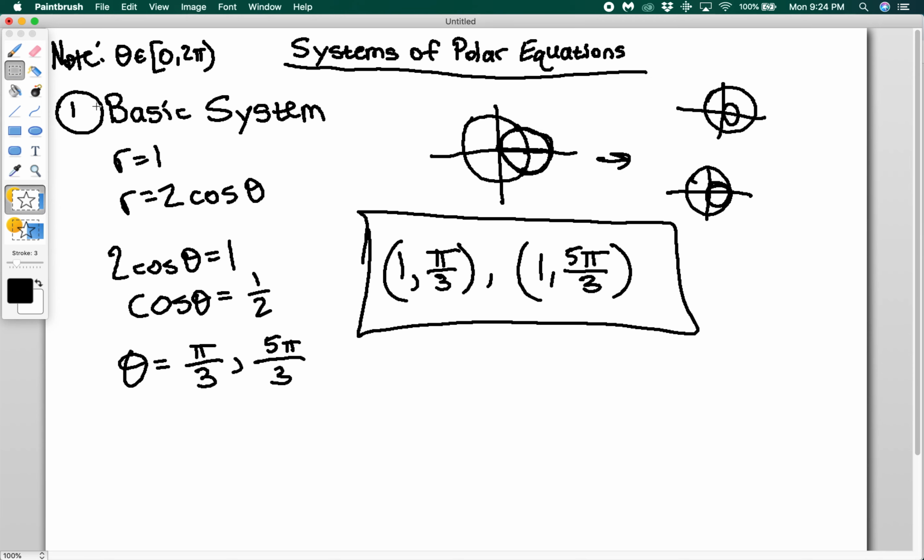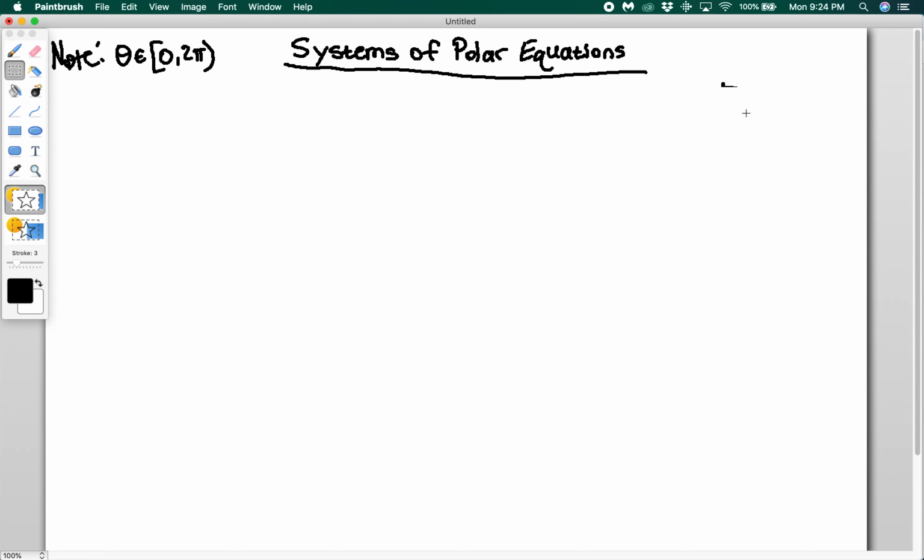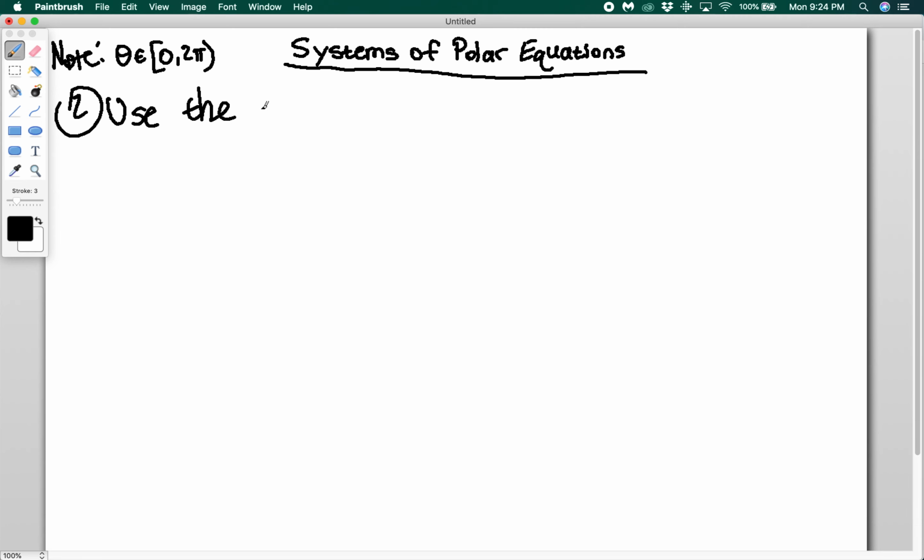Okay. Next one we're going to look at is going to be kind of similar to this, with one small difference. So this one I'm going to call use the graph. Like I said, we always want to graph it, and we always kind of want to use the graph to determine intersection points, or how many intersection points there's going to be if we can. But for this, we really have to use the graph. Because what we're going to have is r equals cos theta, and we're going to have r equals 1 minus cos theta.